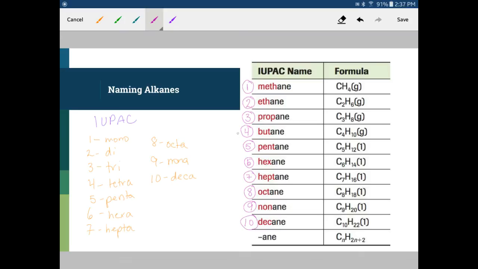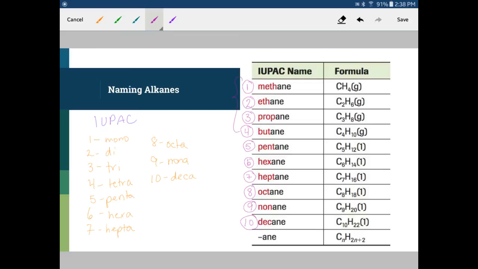So these top 4 are the ones that we might need to have a new way of remembering our prefixes. Again, meth 1, eth 2, prop 3, bute 4. Those ones you may need to do a little bit of memorization to be familiar with those 4 prefixes. And again, these prefixes are referring to the length of the carbon chain.